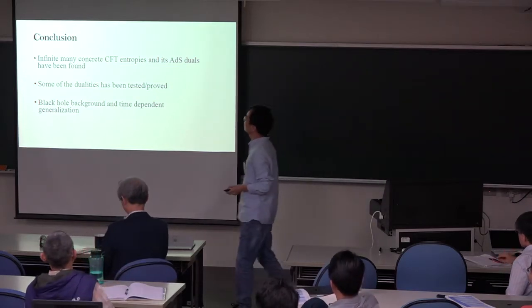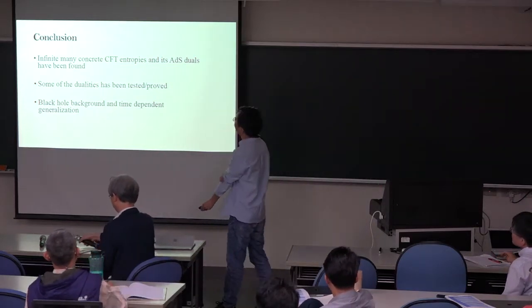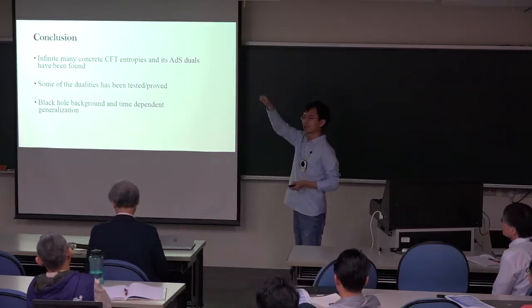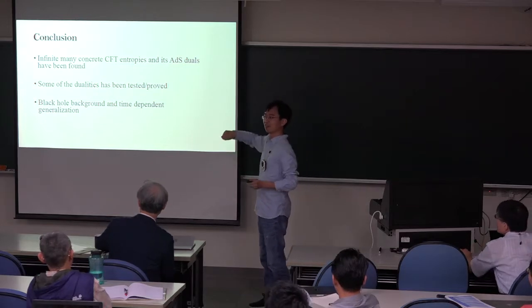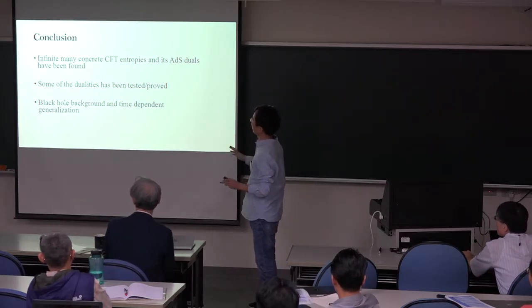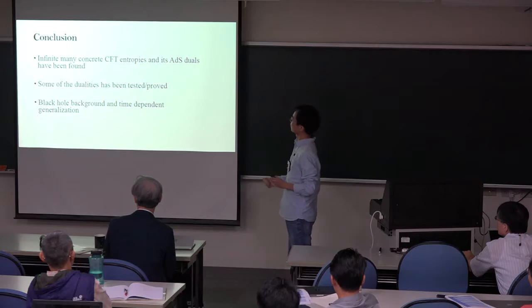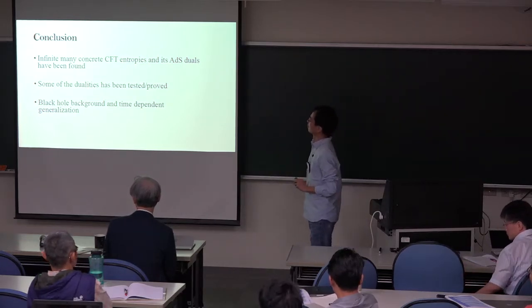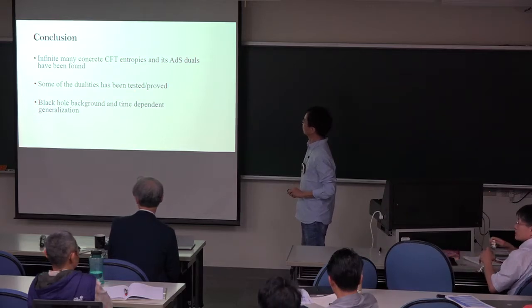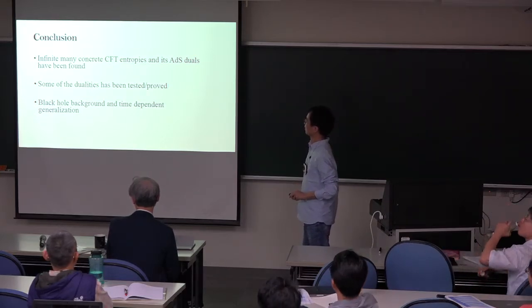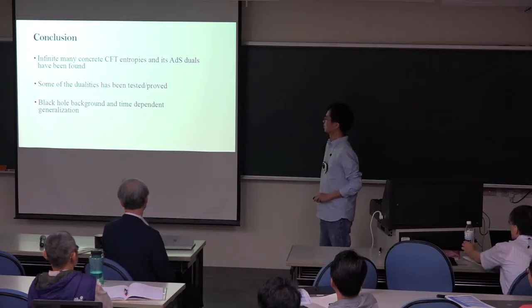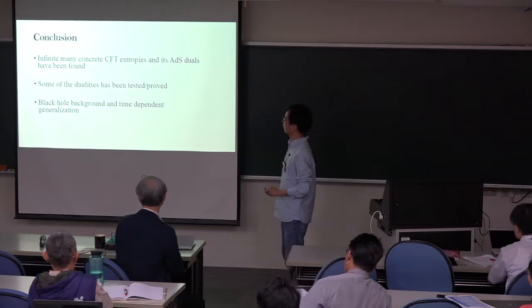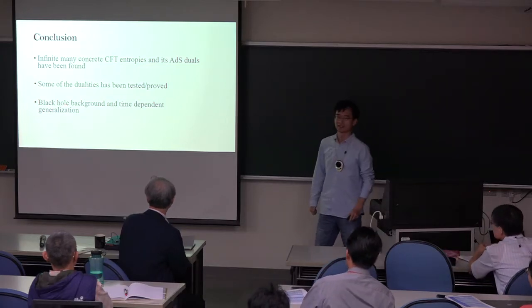Let's conclude here. So we found infinitely many concrete CFT entropies, and their holographic duals, as I showed you, are different minimized curves and turn out in very different ways. But the claim is that all the CFT entropies can be explicitly defined, and there's a concrete duality found. Some of this duality has been tested or proved, and it's worth pushing this idea to more interesting, complicated backgrounds like black hole backgrounds or the time-dependent case.